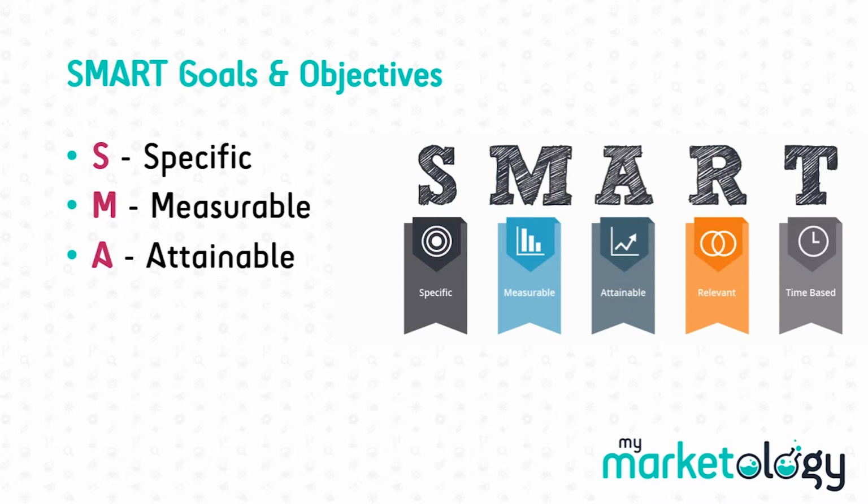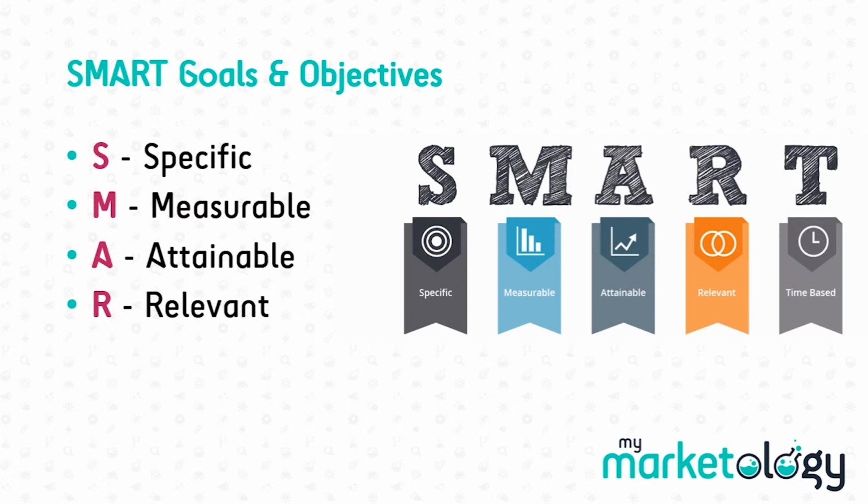So we then move on to relevant. Your goals and objectives obviously need to be relevant to your main purpose. If your goals have nothing to do with your purpose in your business, then what's the point in working towards them in the first place? So again, they need to be relevant. A second R there, I suppose you could also say realistic, which would again tie into the attainable previously.